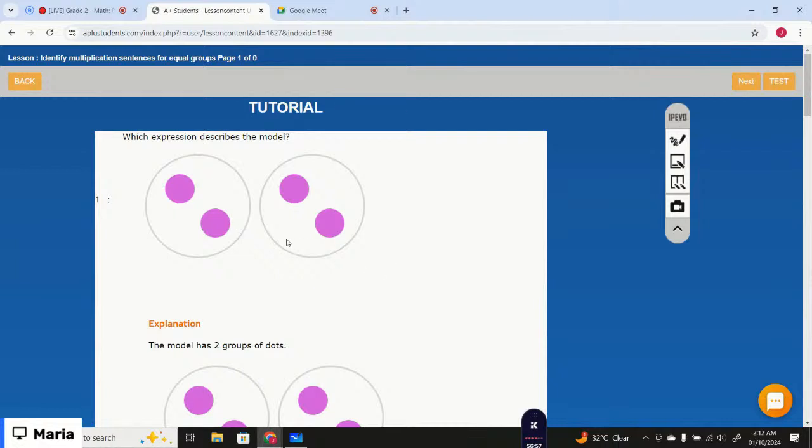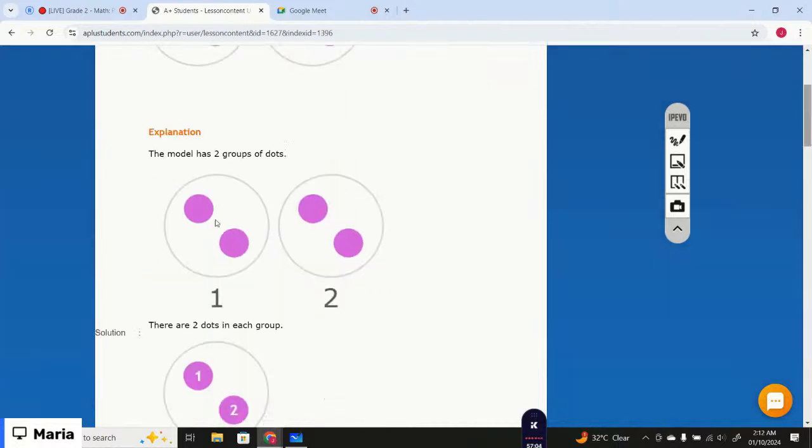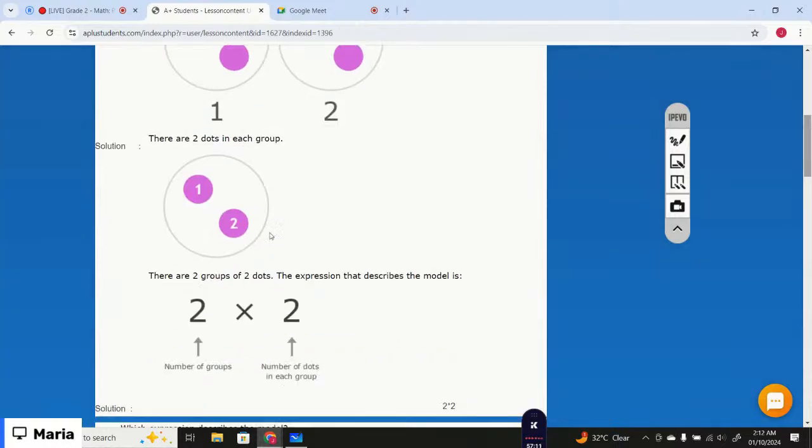Just see, we have two groups, right? The big circle represents the groups. You have two groups, and in each group you have two dots, two in this one and two in this one. So basically there are two groups of two dots, so you can represent the model as 2 times 2. 2 is the number of groups and the other 2 is the number of dots in each group, so you can write it as 2 times 2, right?